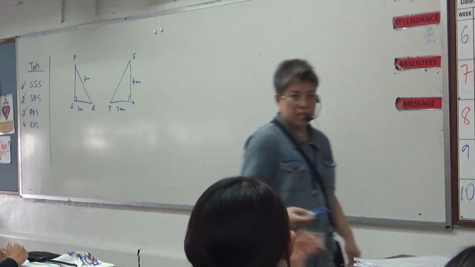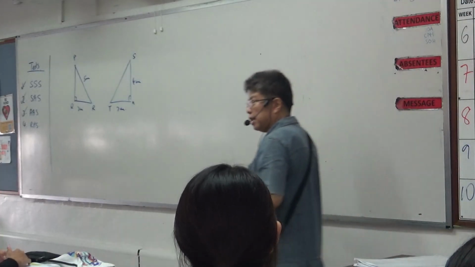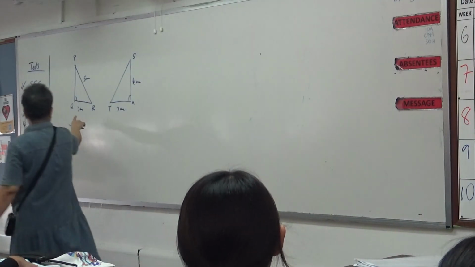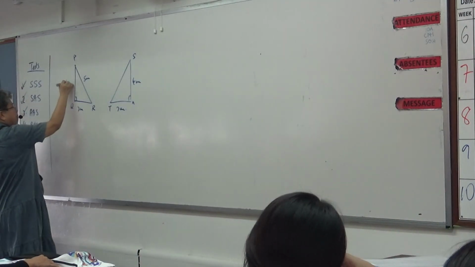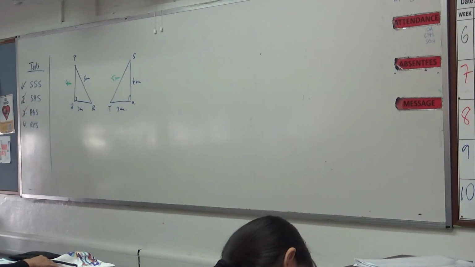I can find the sides by using what? Pythagoras theorem, because the angle is 90 degrees. So 3 cm, this one must be what? 4 cm. This one must be 5 cm, right?